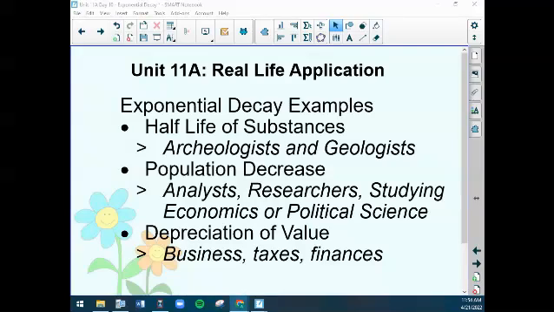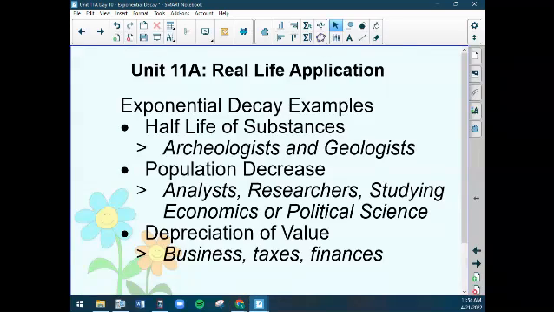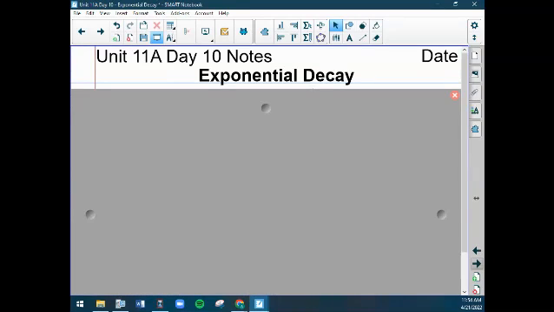All right, so in this video we're talking about exponential decay. Some examples you'll hear about are half-life, population decreasing, or values depreciating, or the depreciation of value. That's a big word. All right, so exponential decay, a quick review of exponential growth.